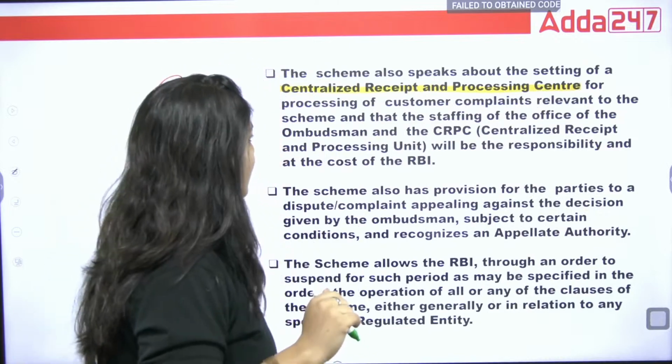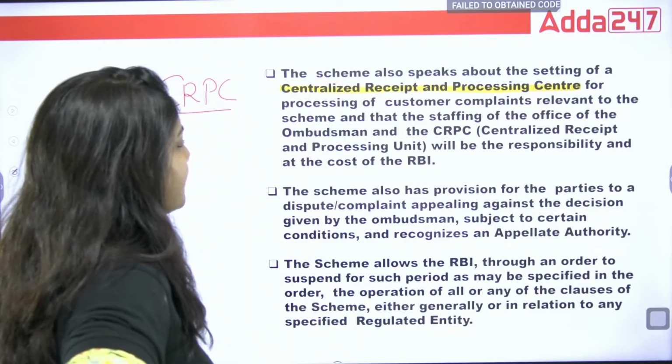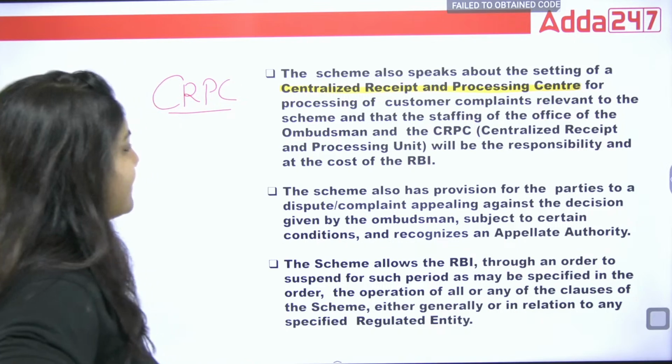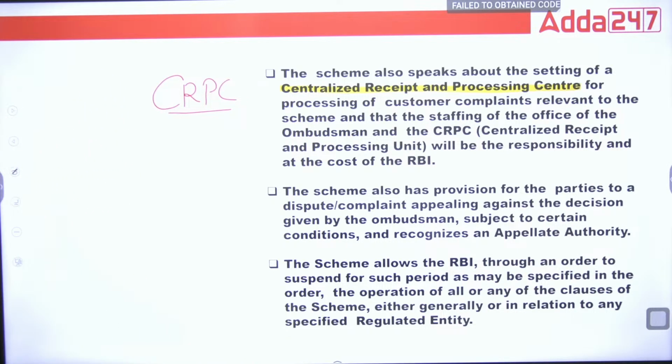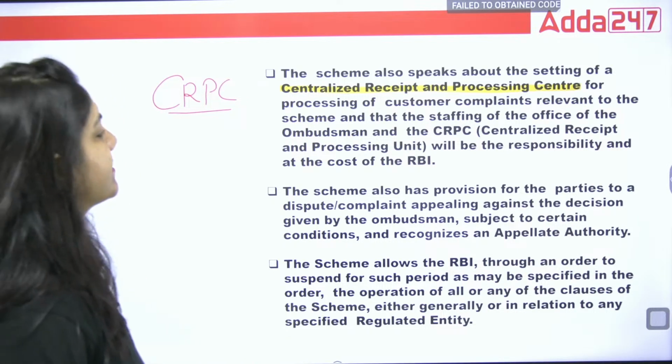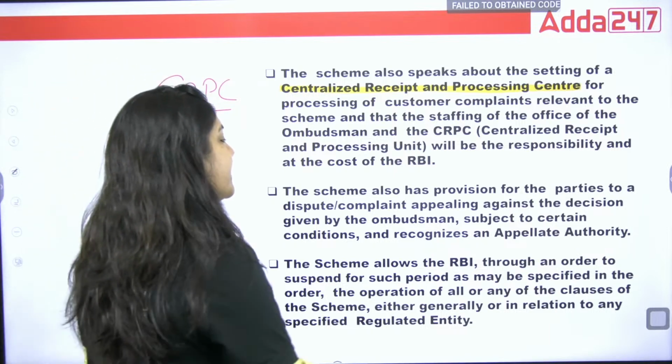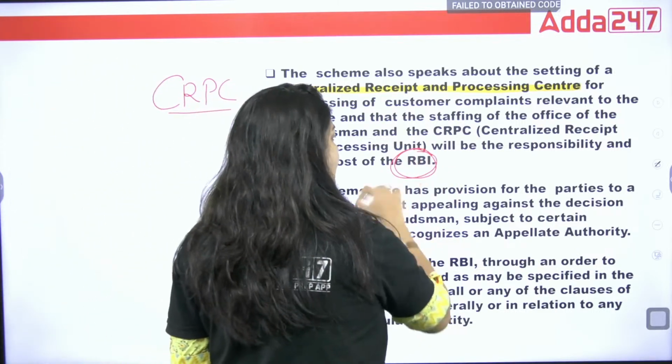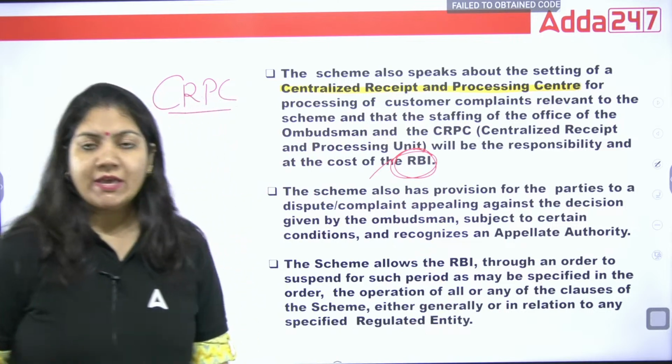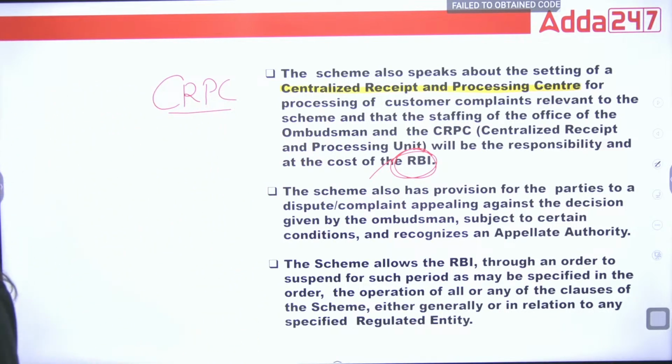Okay. It is for processing of customer complaints relevant to the scheme and the staffing of the office of the Ombudsman, and the CRPC will be the responsibility and at the cost of RBI. It means RBI has the power to organize CRPC, and whatever cost is spent on CRPC will be borne by the RBI. That is important.